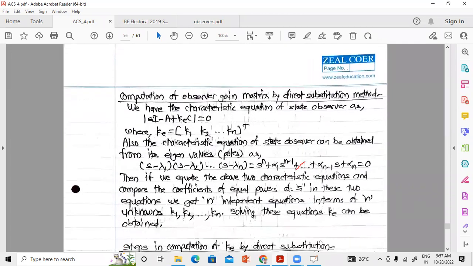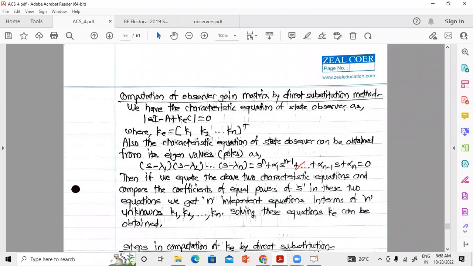Okay. And the last method is computation of the observer gain matrix by direct substitution method. Direct substitution method means we compare the coefficients of the desired characteristic equation and the actual characteristic equation. By comparing the coefficients, we get some algebraic equations, and we can solve them like simultaneous equations. And then you can get the values of the unknowns.